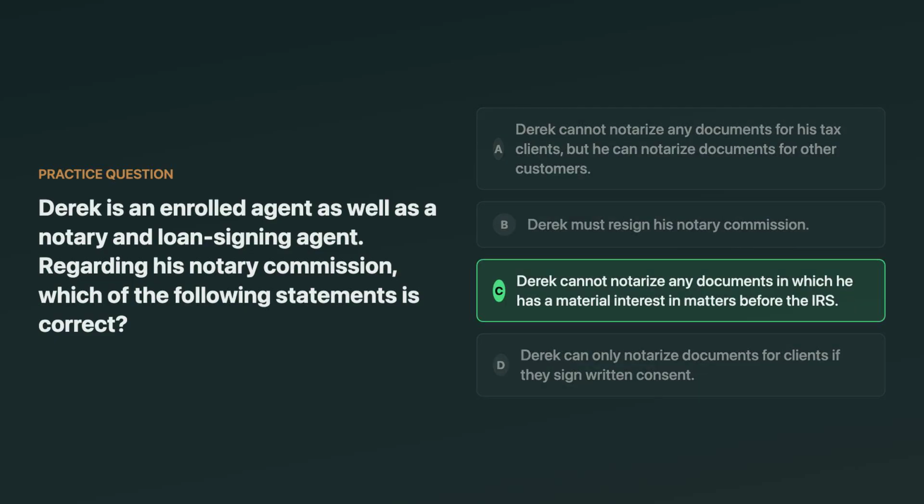The correct answer is: Derek cannot notarize any documents in which he has a material interest in matters before the IRS. That's Circular 230 Section 10.26. The tempting wrong answer is the one saying he can't notarize any documents for tax clients at all. That's too broad. He can be a notary. He just can't notarize documents tied to an IRS matter where he's involved or has a material interest.